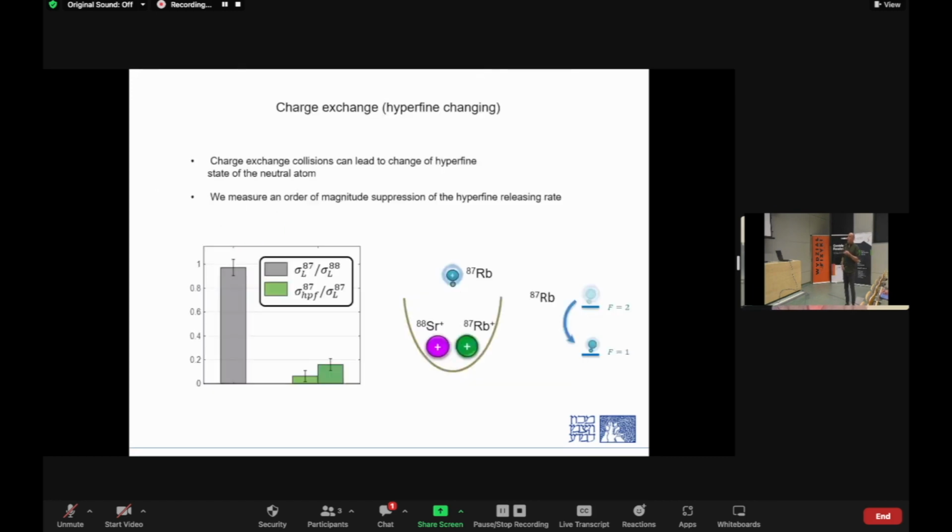Another example is a set of data that we took this time with strontium-88 plus and rubidium-87 plus. Again, this technique is very agile, if you like, and you can change your chemistry ion at will. And instead of spin exchange, we looked at charge exchange reactions. This time it's not radiative charge exchange, it's resonant charge exchange. And we found that the cross-section for resonant charge exchange is significantly, by an order of magnitude, lower than the Langevin rate, which, again, without having a calculation, is a strong indication of suppression due to quantum interference. Otherwise, you would expect charge exchange to be on par with the Langevin rate if it's a resonant process.